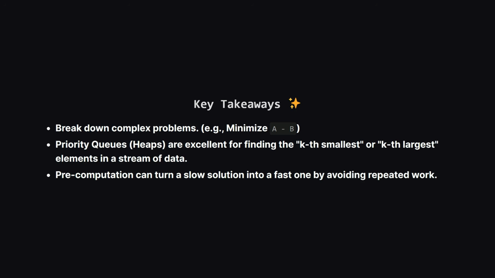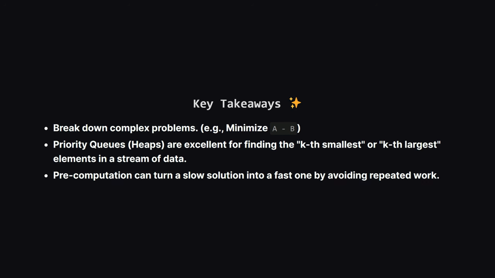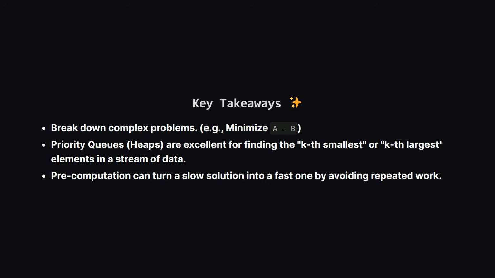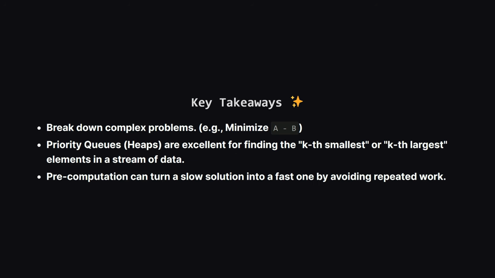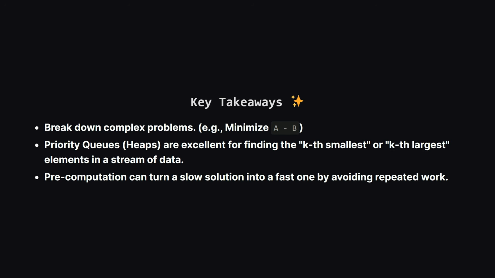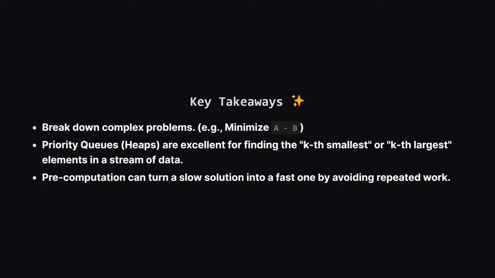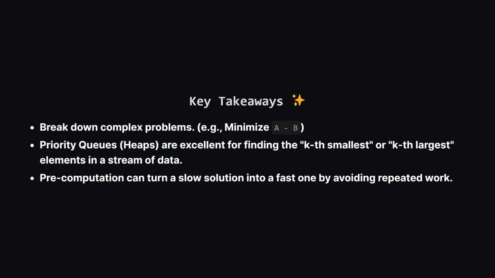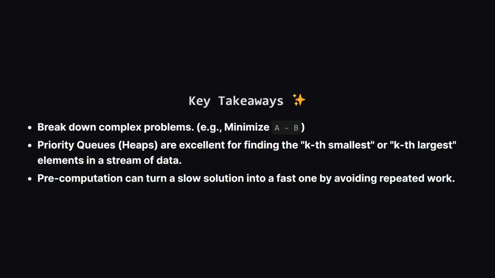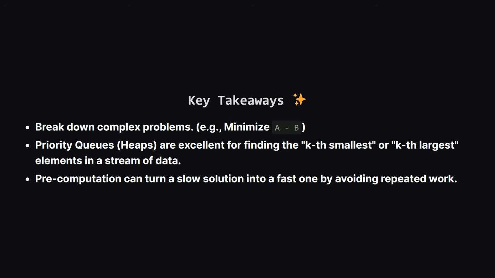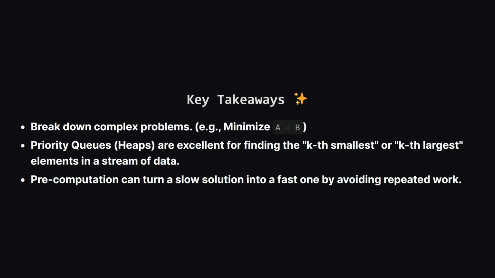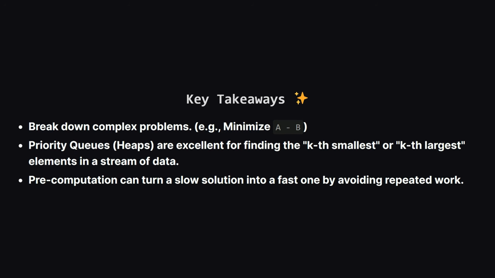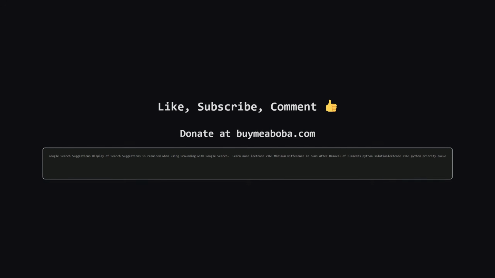Let's recap the main points. First, we took a complex goal and broke it down into simpler parts, making one sum small and another large. Second, we saw how powerful priority queues are for keeping track of a running collection of smallest or largest items. And finally, this problem is a fantastic example of pre-computation. By calculating all the possible prefix and suffix sums first, the final step of finding the answer became simple and fast.